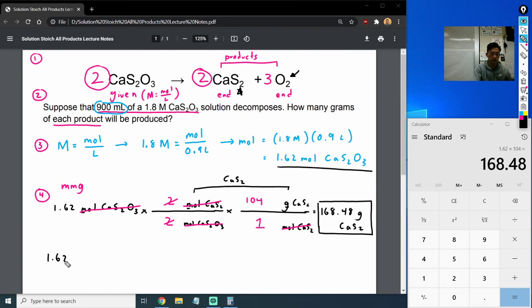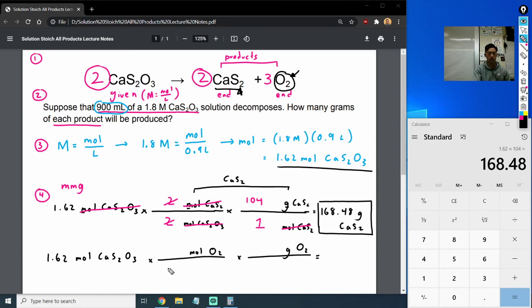So I'm just going to start by writing down the starting number again. So 1.62 moles of CaS2O3. And again, we're doing moles, moles, grams. So I'm going to set up a fraction. I'm going to do moles. And then our last fraction is going to be grams. But this time, instead of finding CaS2, we're looking for O2. So since I'm looking for O2, the last two fractions are going to be about O2.